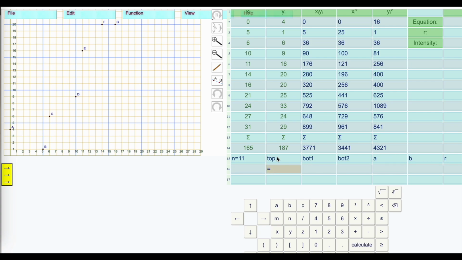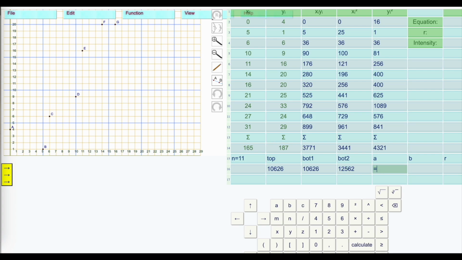I need to know the top, the bottom 1, bottom 2, the a, the b, and the r. The top is 11, the n, times the sum of all the x, y's, take away the sum of all the x's times the sum of all the y's. The bottom 1 is n times the sum of all of the x squareds, take away the sum of all the x's squared. The bottom 2 is n times the sum of all the y squareds, take away the sum of all the y's squared.